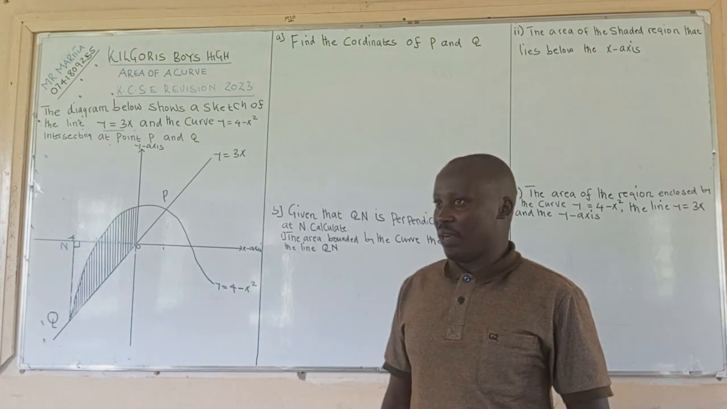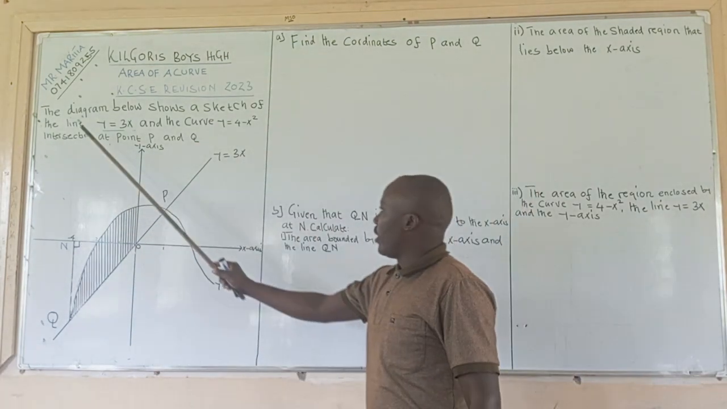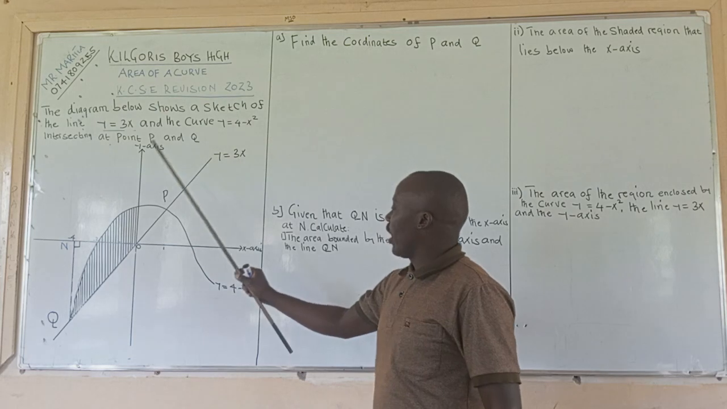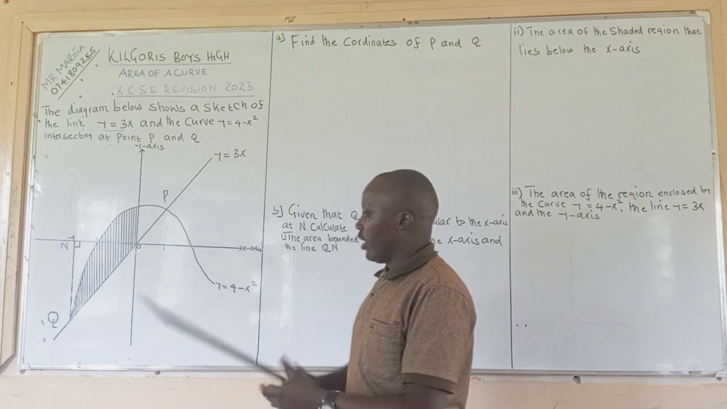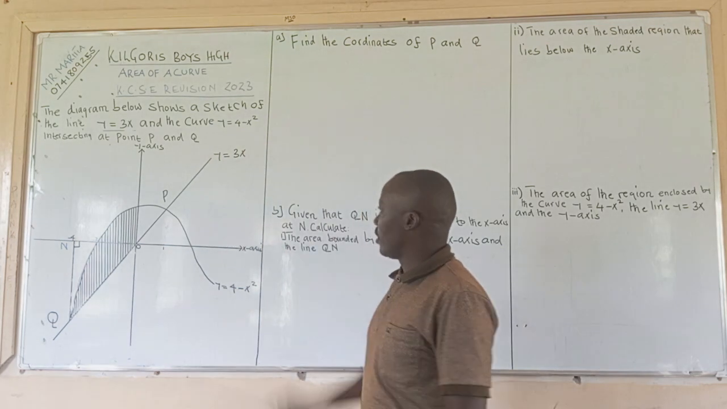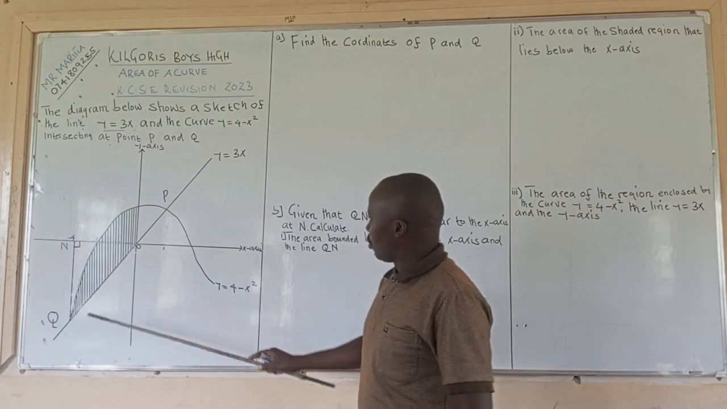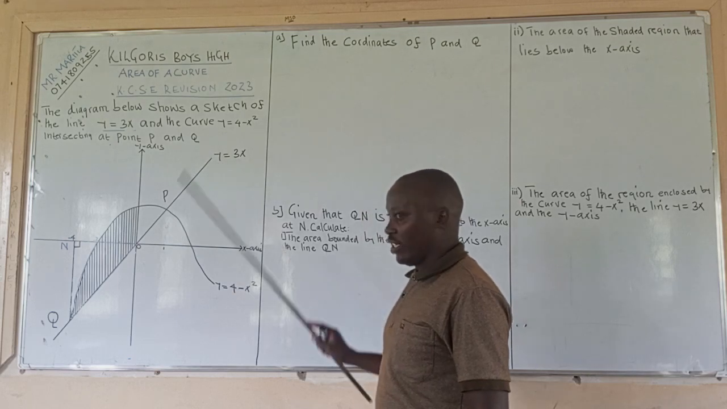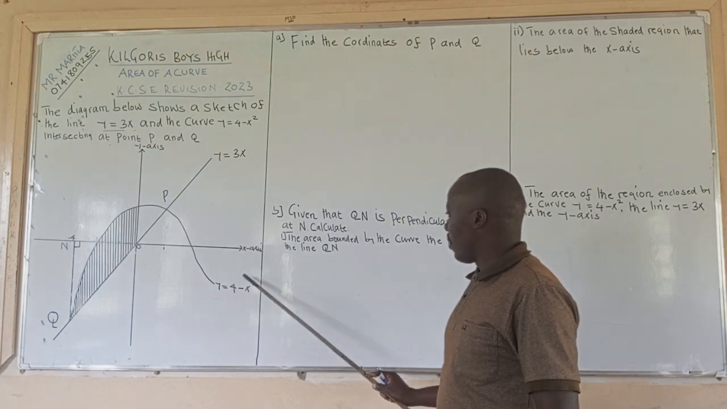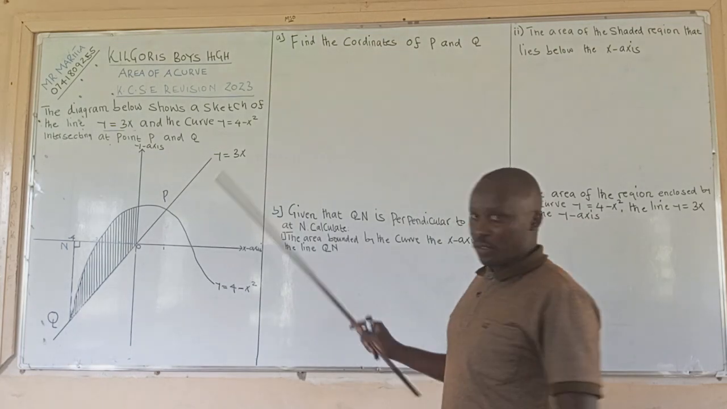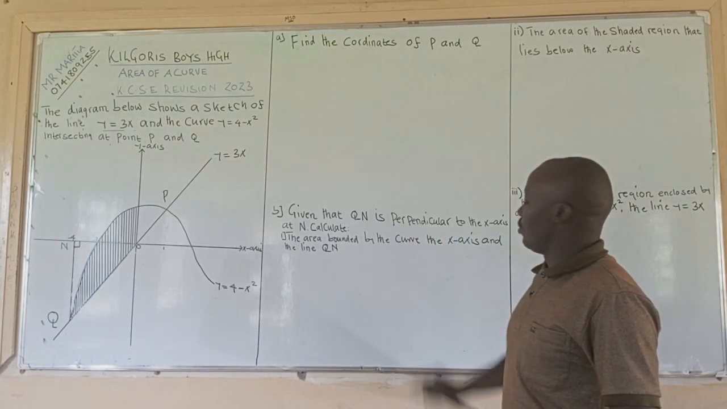Today we are looking at mathematics, the area of a curve, KCSE revision 2023. The diagram below shows a sketch of the line y equals 3x and the curve y equals 4 minus x squared intersecting at points P and Q. So this is the line y equals 3x and this is the curve y equals 4 minus x squared. Our first question: find the coordinates of P and Q.